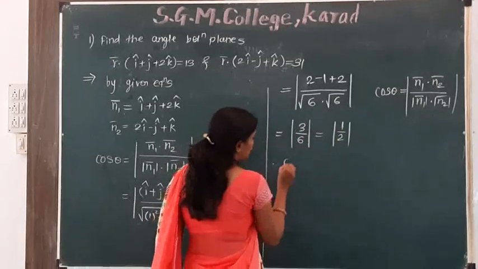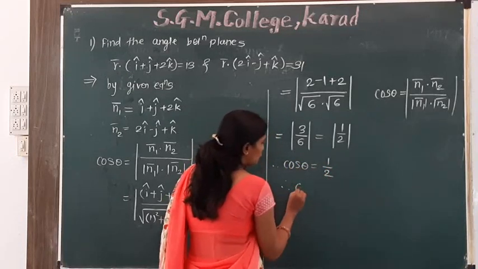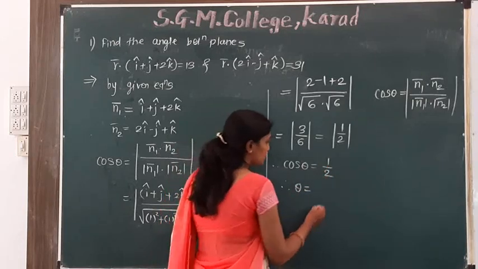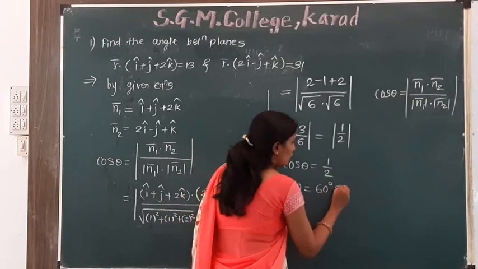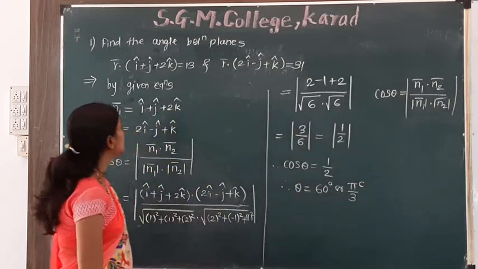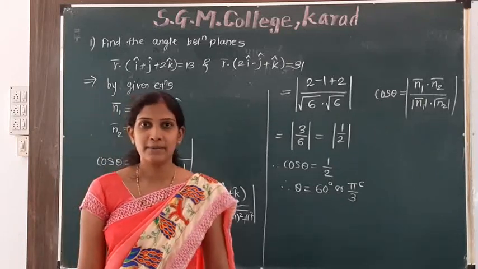This is the value of cos theta, which is equal to 1 by 2. Therefore, theta is equal to cosine inverse of that angle whose value is 1 by 2, which is 60 degrees or pi by 3 radian. This is the angle between the planes. Now, next example.